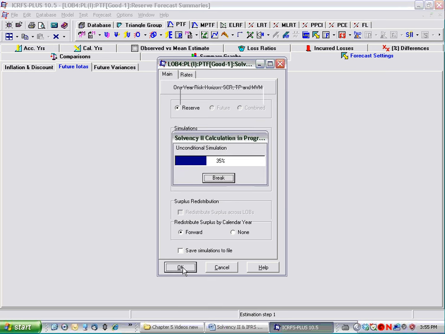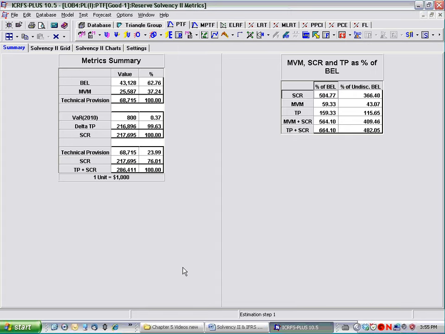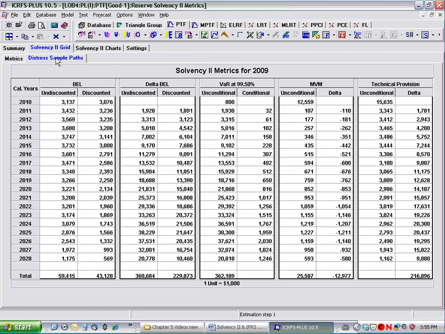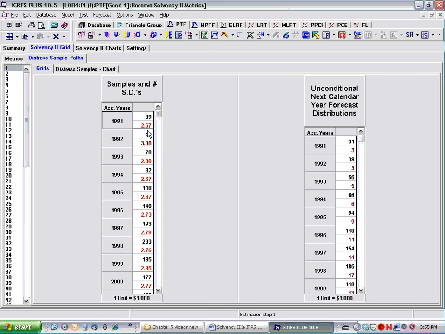and recalculate the solvency one-year risk horizon statistics and look at a distress sample, the distress sample is only caused by this parameter volatility or uncertainty, which is part of the model. So if we look at solvency grid, distress sample path, well, you can see, like if you look at the first sample, the observation 39, which is 2.67 standard deviations from the mean, 3 standard deviation, 2.8, and so on. Every value is larger than the mean in that sample.